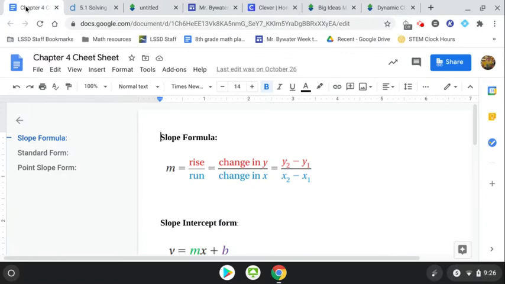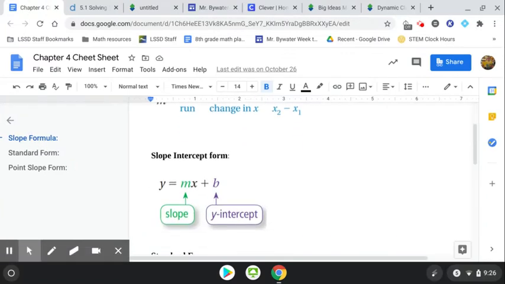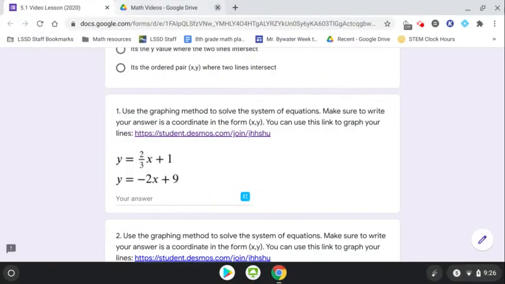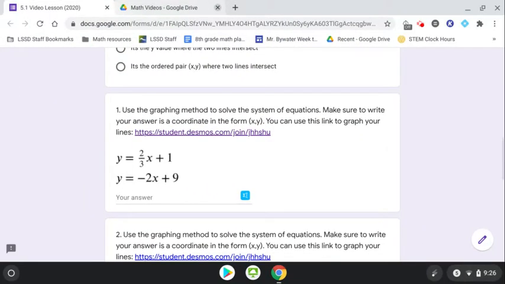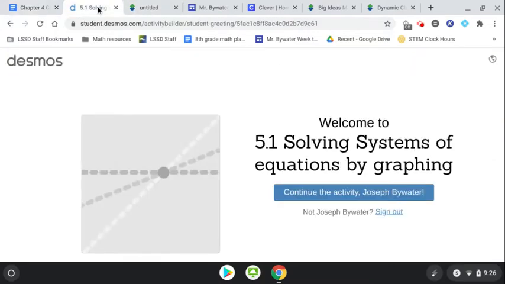Now, graphing lines, just a quick reminder, we're looking at slope-intercept form. So I always want to start with a y-intercept, and then I want to use the slope, rise over run, to find more points on the line. So the example I want to do with you is number 1 here. And I do give you this nifty link so that you can actually practice graphing your equations to find out where they intersect. I already clicked on that link and I have it available right here.